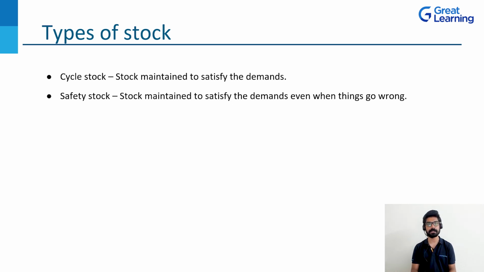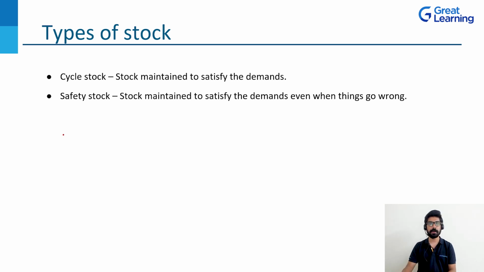The two types of stocks which are part of inventory management are cycle stock and safety stock. Talking about cycle stocks, they are actually nothing but stocks which are maintained in your warehouse to satisfy your demands. That is what a cycle stock is. Coming to safety stock, what is a safety stock? Similar to cycle stock, safety stocks are also maintained in your warehouse to meet your demands, even when things are going wrong. So what do you mean by even when things are going wrong? Let me explain all those things with an example.